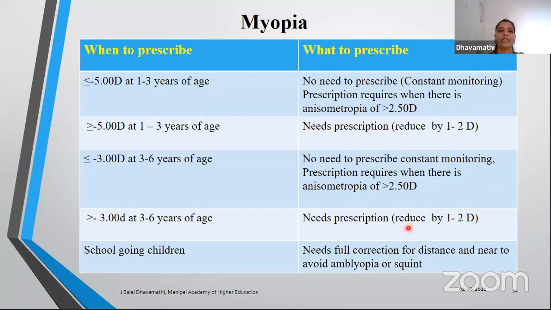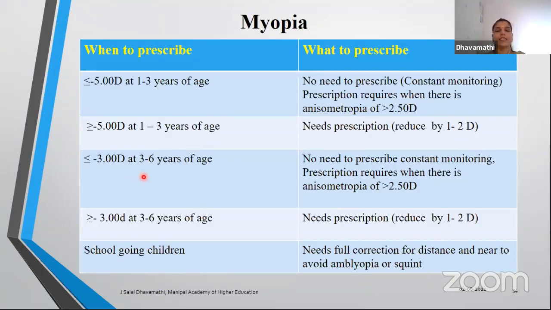If the child is 1 to 3 years of age and has a refractive error of less than -5 diopters, you need not prescribe anything. You should always monitor the child. And if there is any anisometropia, like you find a difference between both the eyes of more than 2.5 diopters, then you have to prescribe for that child. If the child is 1 to 3 years and it is greater than -5 diopters, surely you have to prescribe spectacles to the patient.